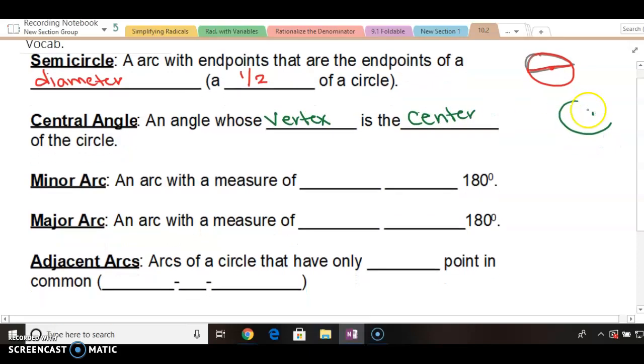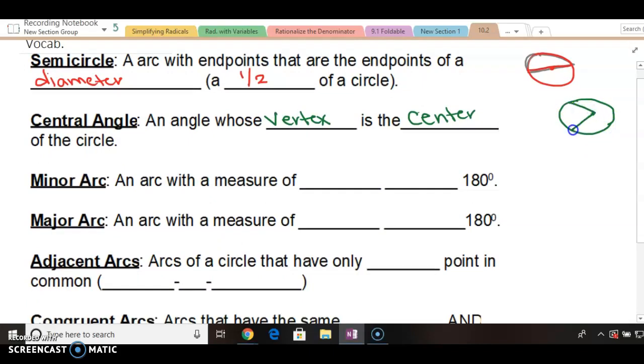Now a central angle is an angle whose vertex is the center of the circle. So if we have a circle, here's the center. This would be a central angle right here because this vertex is the center of the circle. Any angle whose vertex is the center of the circle would be a central angle.